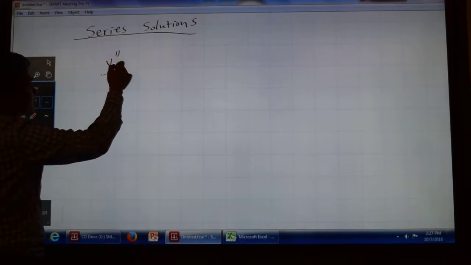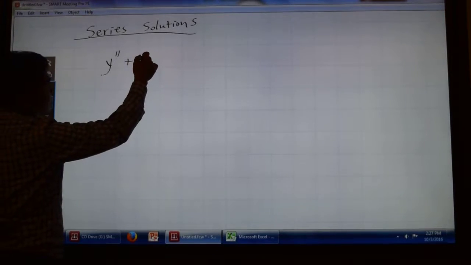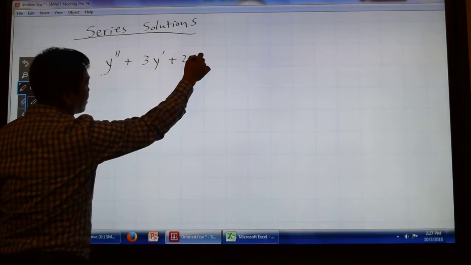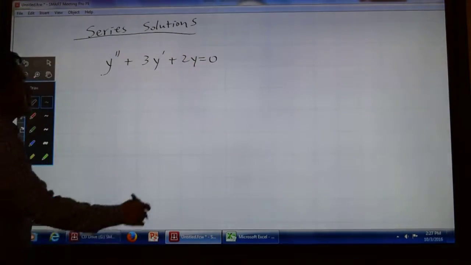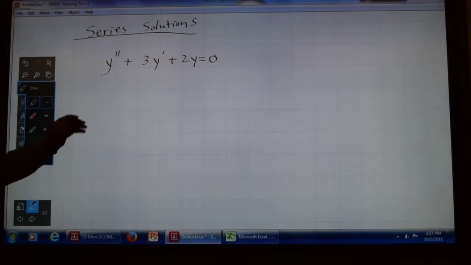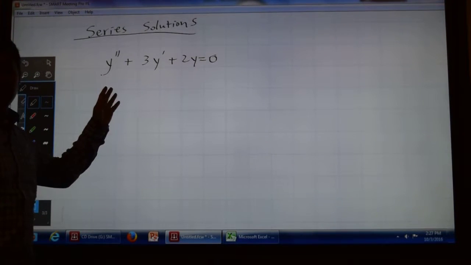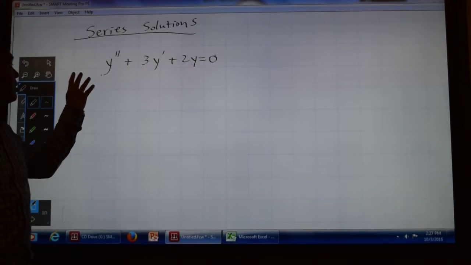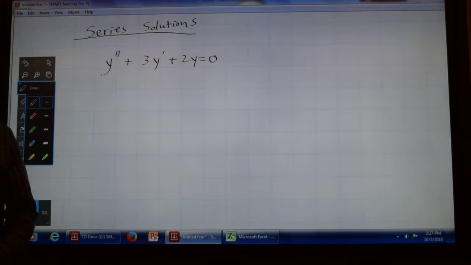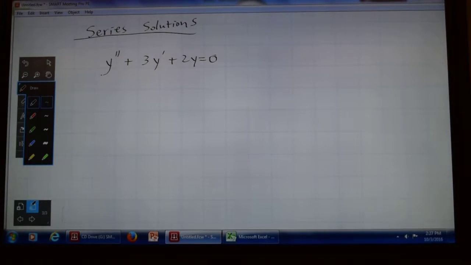let's say y double prime plus 3y prime plus 2y equal to 0. And we used to call this as what? Constant coefficient, linear, second order homogeneous differential equation. That was the full name of this equation, right? And the important word was the constant coefficient.